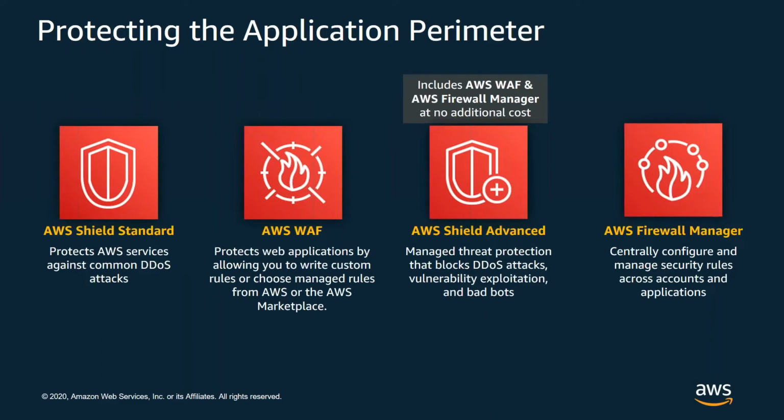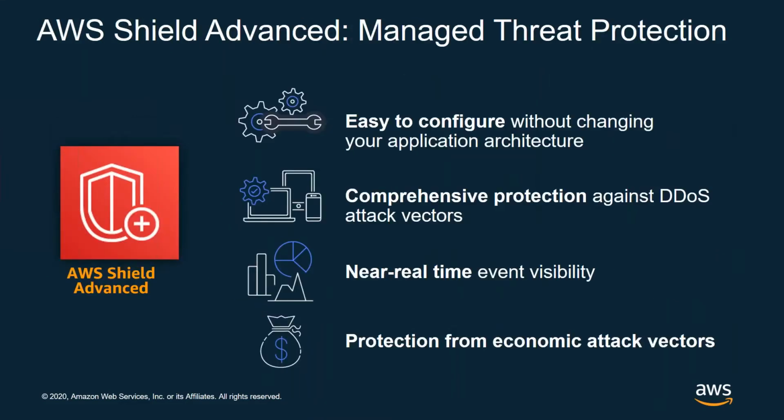And so we're going to look at a few of the tools that are available to you here at AWS to do just that. We'll take a look at AWS Shield Standard, AWS Web Application Firewall, AWS Shield Advanced, as well as AWS Firewall Manager. Taking a deeper dive into that, AWS Shield Advanced is a managed threat protection service that allows you to easily configure defense, especially from denial of service attacks, without changing your application architecture. You get comprehensive protection against DDoS vectors, as well as near-real-time event visibility and protection from economic types of exploits.